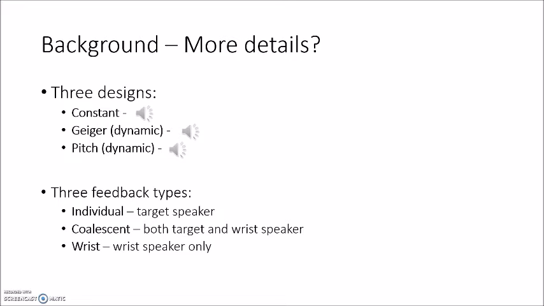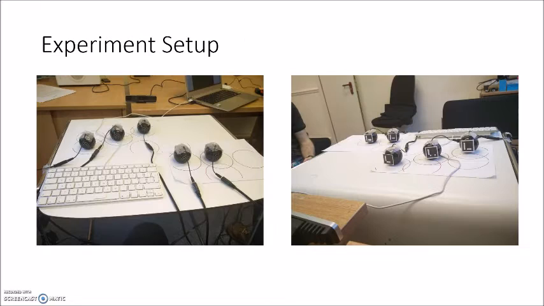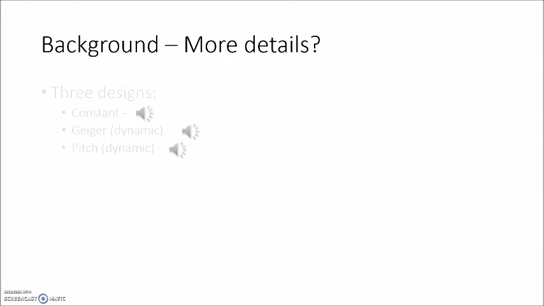So you can actually hear the note changing as the hand gets closer. In addition, there are three types of feedback that are used. The first one is the individual feedback, where sound is output from the target speaker only. So that means that only the speakers on the table are outputting some sound.